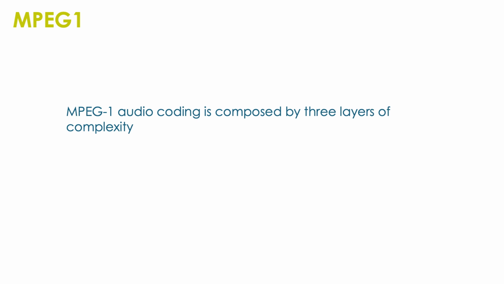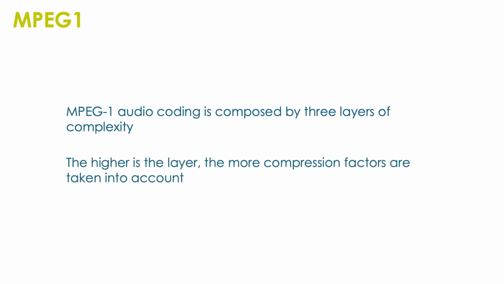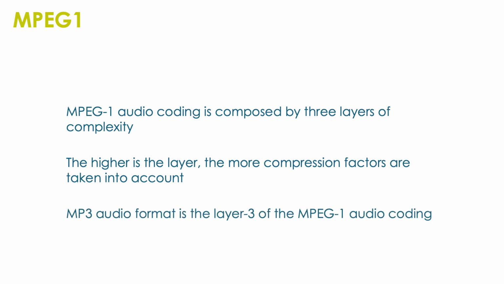MPEG-1 audio coding is composed of 3 layers of complexity. The higher the layer, the more compression factors are taken into account. MP3, for instance, is part of MPEG-1 Layer 3 and achieves high compression by leveraging these principles.